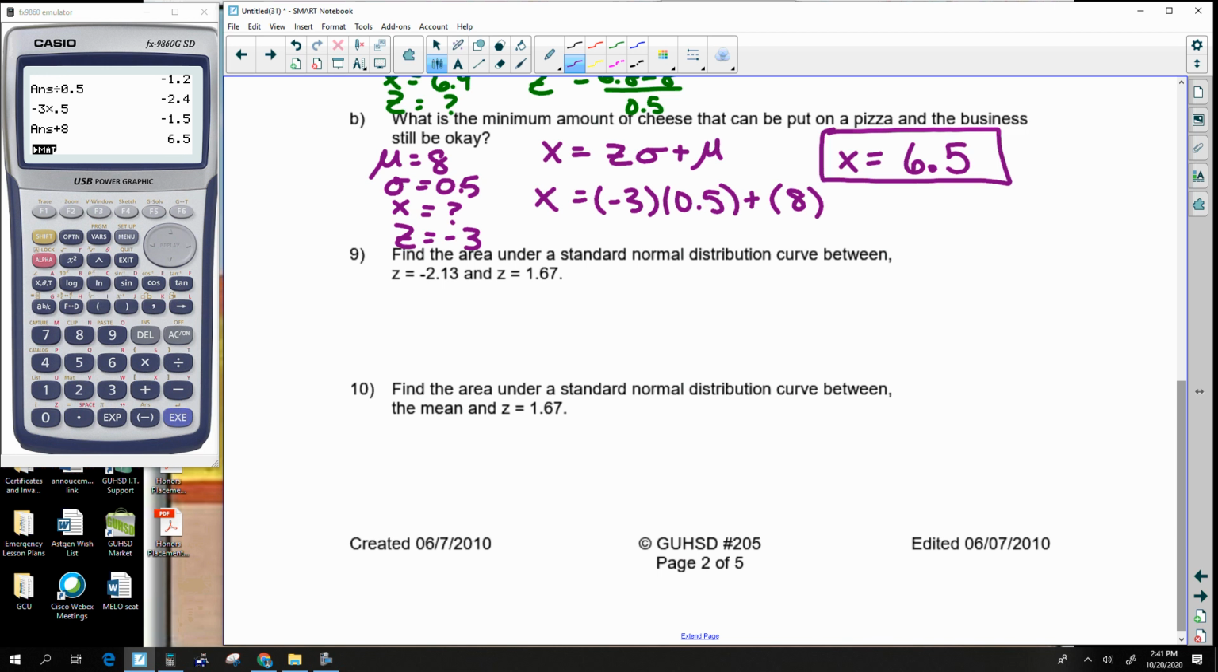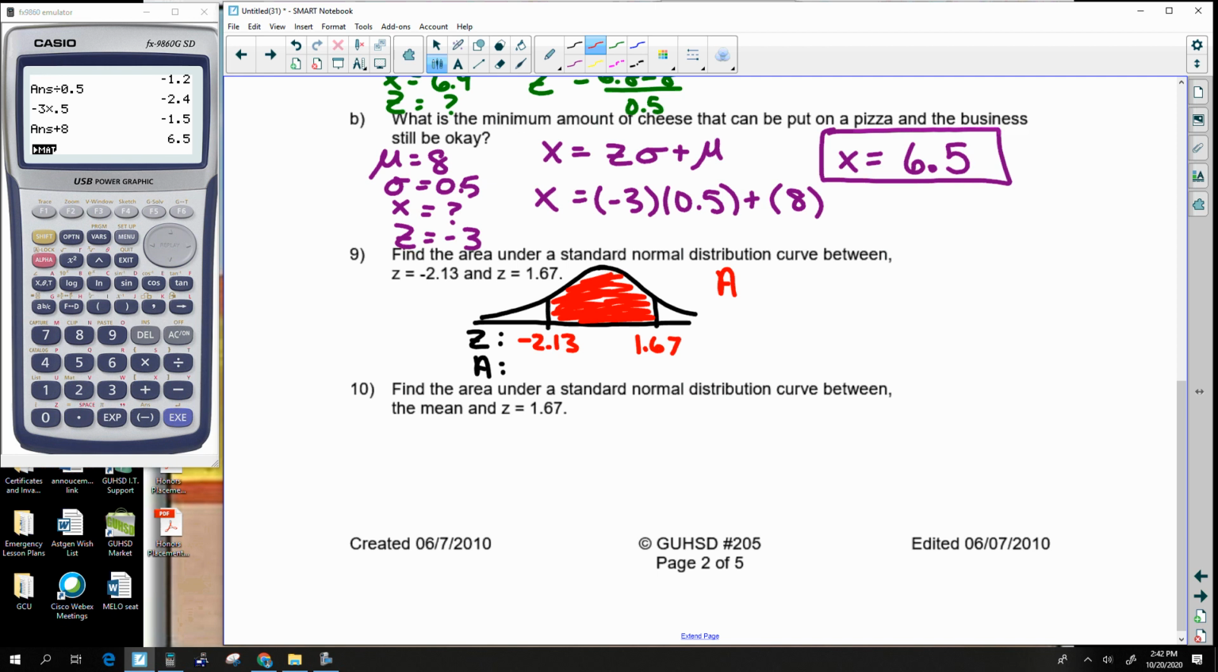All right, now we are introduced to how to use a z-table. Make sure you have your z-table handy. In this problem, we are dealing purely with z. We have a z of negative 2.13 and positive 1.67. What we're asked to find is the area in between those two. So we find the area of each, and then we take the big area minus the small area. So I'll find these areas.